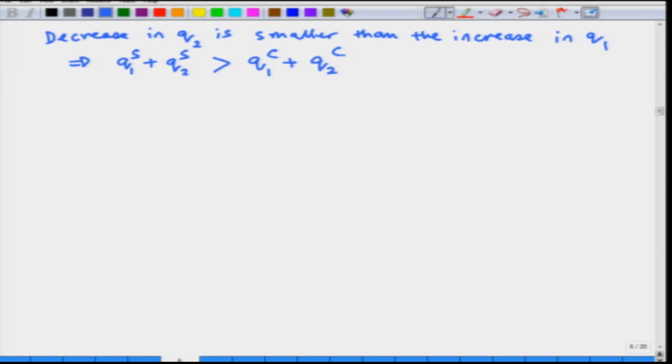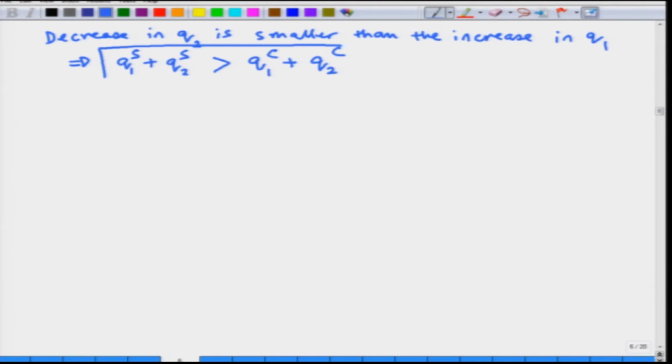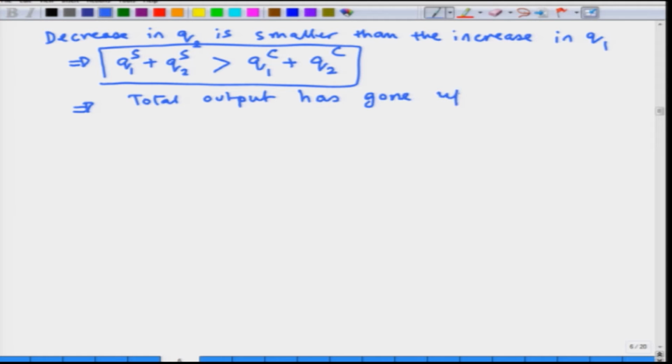So, while it is not directly obvious that the total output has gone up, we can reason it out by looking at the best response function for firm 2, that the fact that Q1S is greater than Q1C leads the output for firm 2 to go down, but looking at the slope of the best response function for firm 2, we can conclude that the decrease in Q2 is smaller than the increase in Q1, which must mean the total output would have gone up. This essentially implies, in other words, total output has gone up, which then implies that the price must have gone down, right. So, the total output has increased, so that must mean that the price has come down.